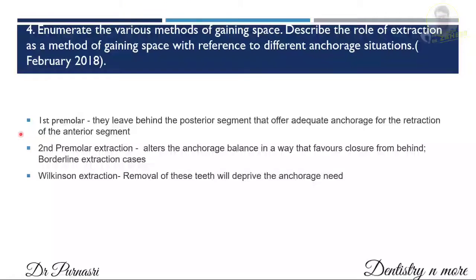So when we extract a first premolar, they leave behind the posterior segment that offers adequate anchorage for the retraction of the anterior segment. So when we extract the first premolar, there is the second premolar, first molar, second molar that can act as an anchorage unit. Same way, when we extract a second premolar, this alters the anchorage balance in a way that favors closure from behind. So there are fewer units or number of teeth in the posterior segment, so the posterior teeth tend to move. So this type of extraction can be done in borderline extraction cases.